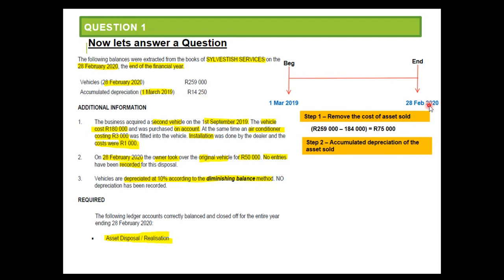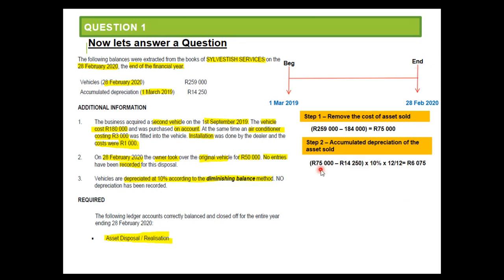But because I sold here, I must first depreciate for the year so that I can know how much is the total accumulated depreciation. If the asset was sold here at the beginning of the period, this was the amount that I was supposed to take out of my books. But because I sold at the end, I need to know how much is the depreciation for this period so that I can add it to the depreciation at the beginning of the period, which is how much? 14,250, to know how much is the total accumulated depreciation. This is how I will calculate it.